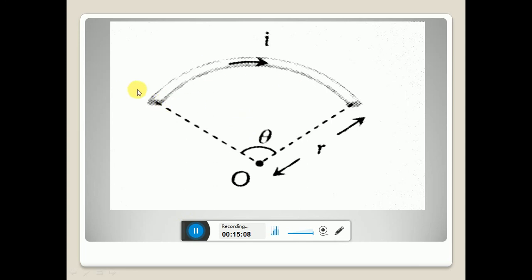This is another case. Here an arc is given and the angle is given. The angle value is not given numerically, so no need to bother about the angle. You can directly write the value of theta in the magnetic field equation, and you can write the value of the magnetic field.